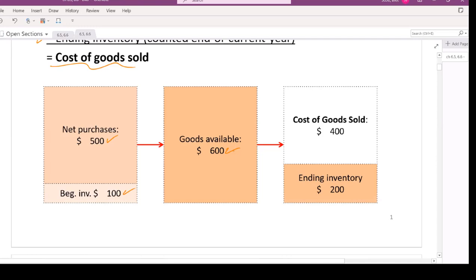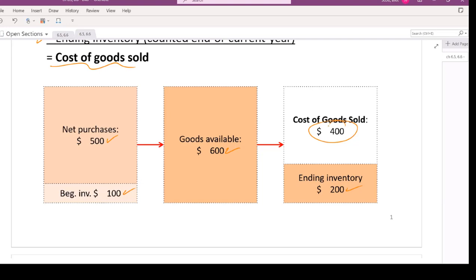If I have goods available for $600 and then at the end of the period, I go out to the warehouse and I count $200 worth of inventory, I can see that, well, I had 600, now I have 200 left over, then I must have sold 400. It's a bit of a rough estimate of what cost of goods sold is. Generally speaking, if the amounts are no longer there, it must have been the amounts that have been sold.